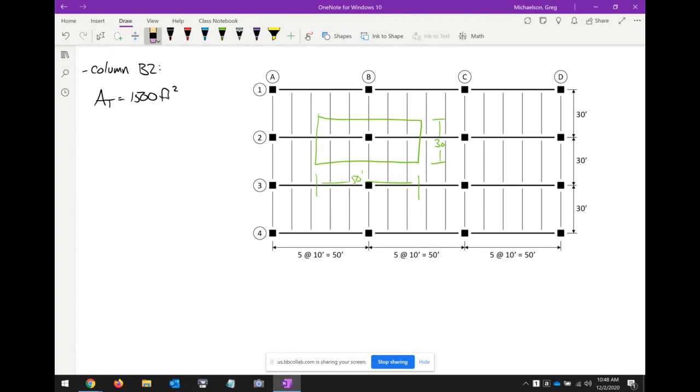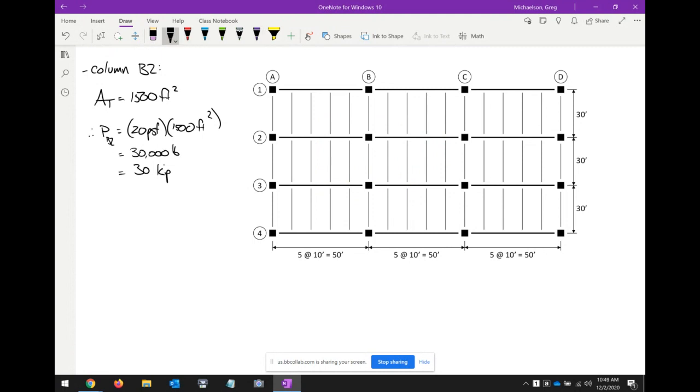All right. Now check this out. The original pressure load was 20 pounds per square foot. So if I wanted to determine the load on column B2, I could say 20 PSF times 1,500 square feet, and 20 PSF times 1,500 square feet is what, 30,000 pounds? Or 30 kips? Would that be a fair statement? Sure.